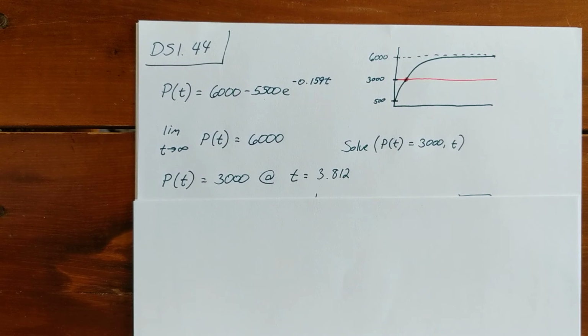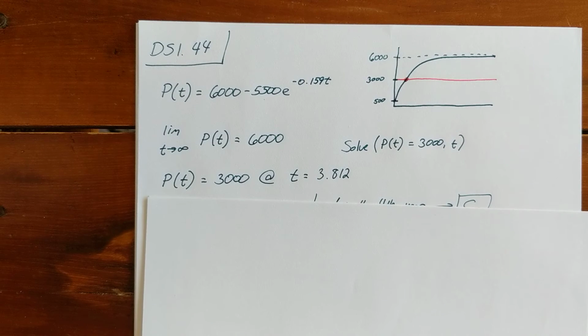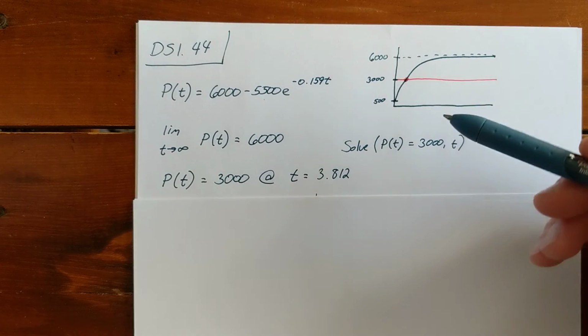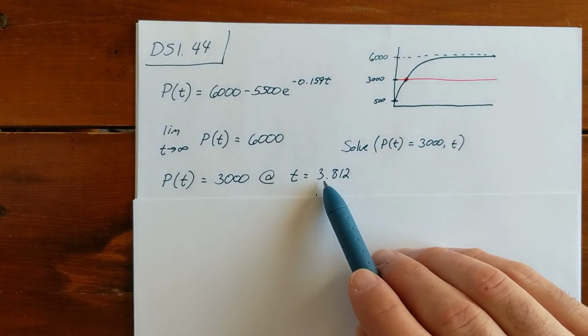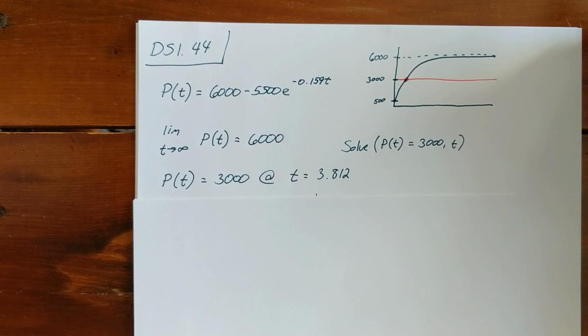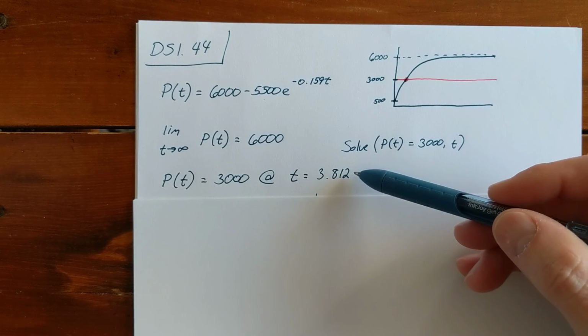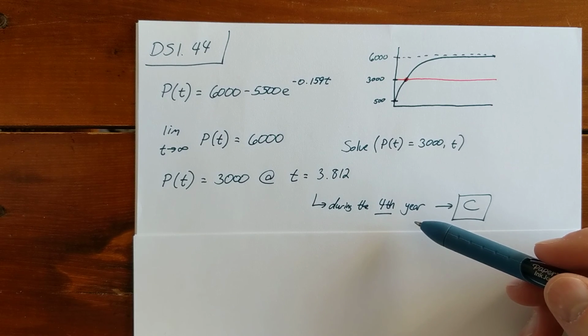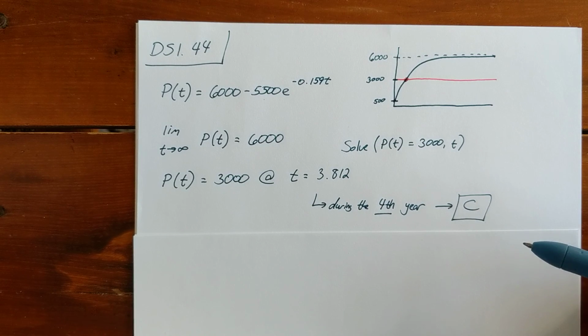Now, that's the actual value of t, but the wording was a little bit funny. During which year will the population reach half that limiting value? So, this is one you've got to think about for a little bit. At t equals 3, right on the nose, that means that it's been 3 years after this population started growing. As soon as you pass that third birthday, if you want to look at it that way, you are now in your 4th year. So this value of 3.812 actually occurs during the 4th year of this population increase, and that makes the correct answer C.